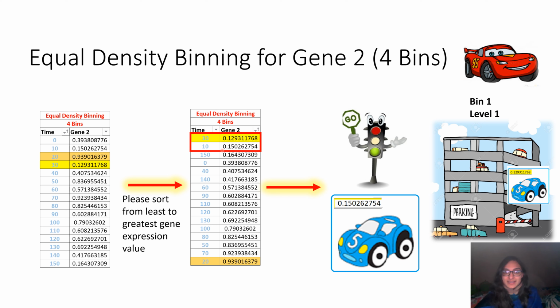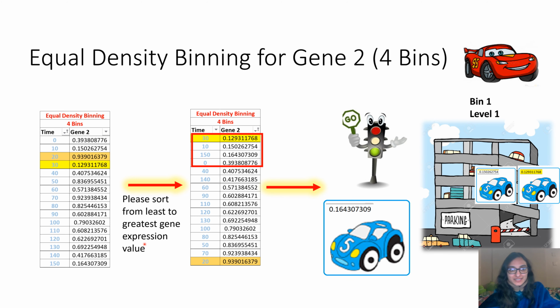Then we focus on the second car over here, and that's 0.1502. This is the second value in line, and it's still allowed to go. So the first value is here, and the second one is also on this level. Each parking level will have a capacity of 4 cars.